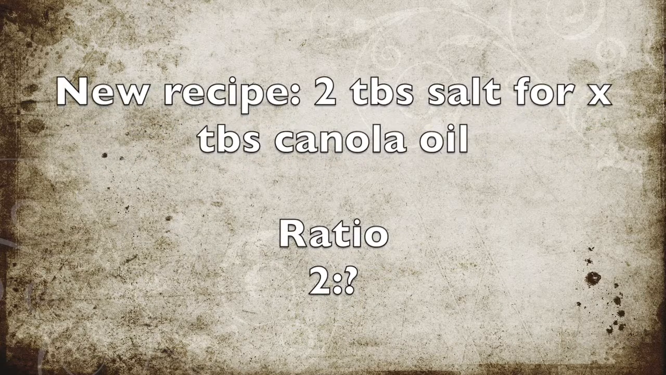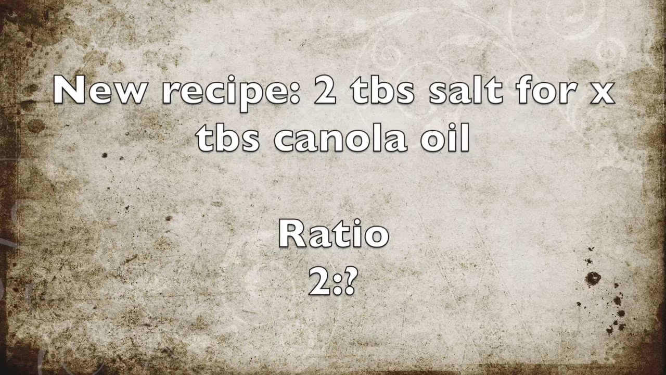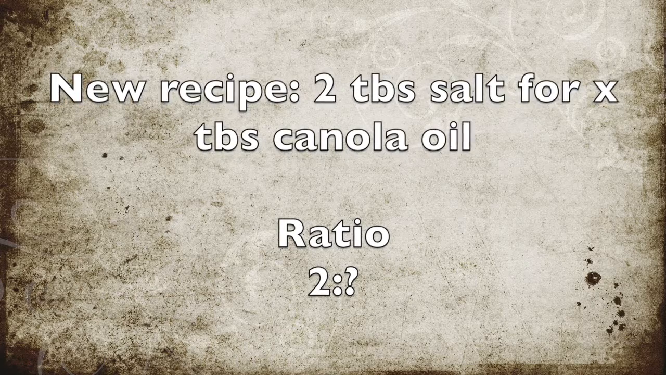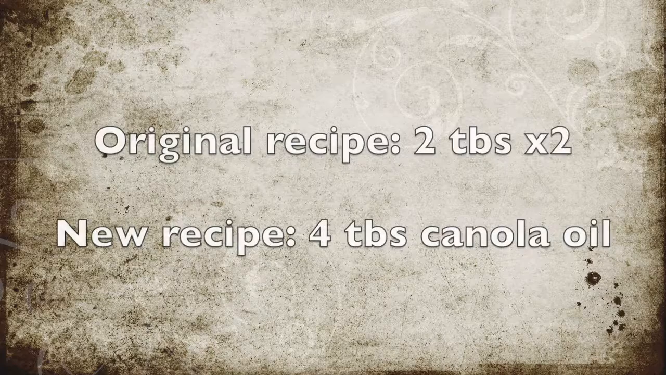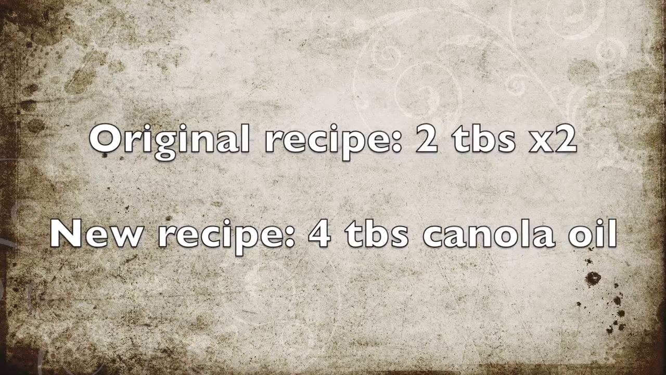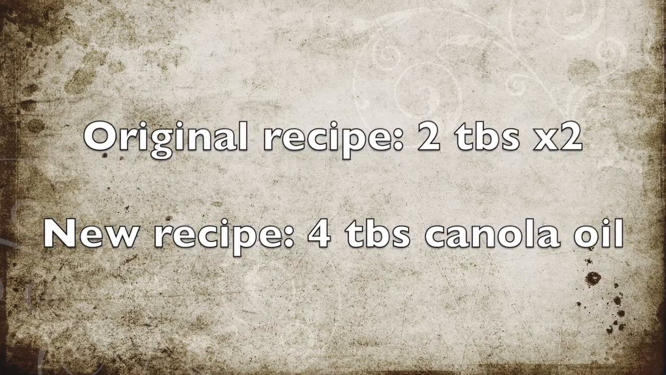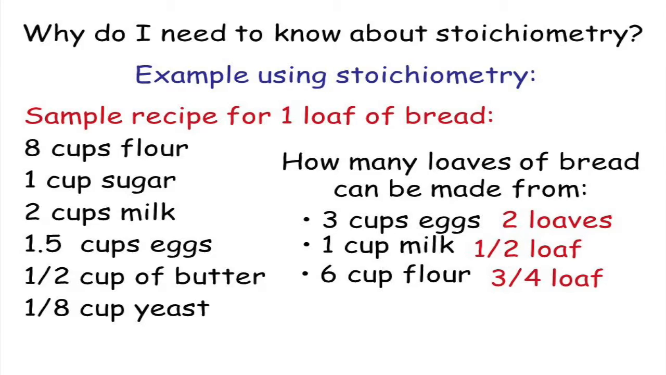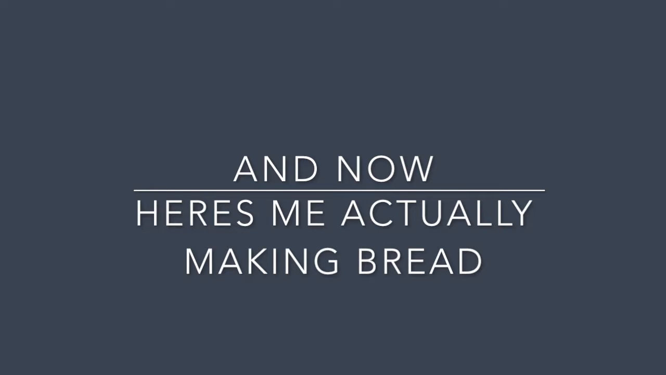So since you're doubling up on the amount of salt you're using, you also need to double up on the amount of canola oil you use. So 2 tablespoons of canola oil times 2 is 4 tablespoons of canola oil. That is just one of the ways you can use stoichiometry with bread making. But I actually did make bread, so I'm just going to show you how I did that.